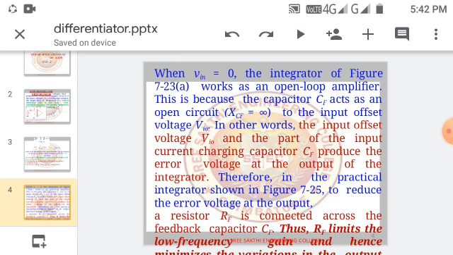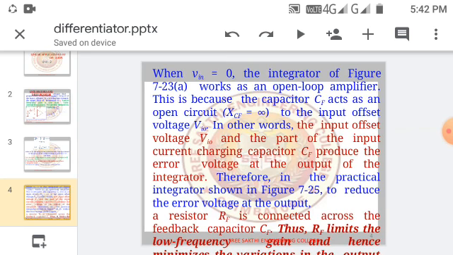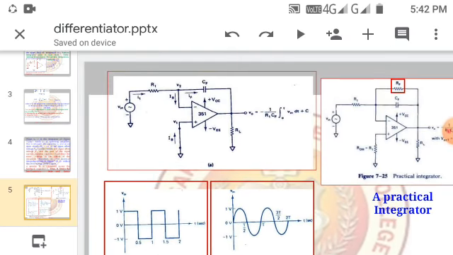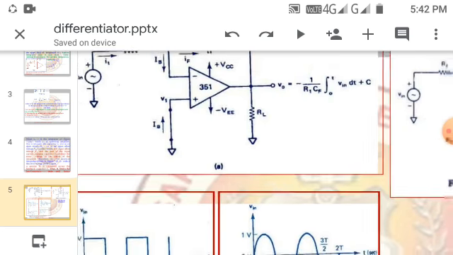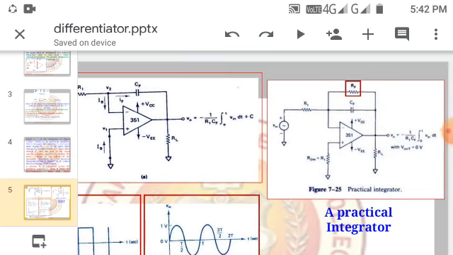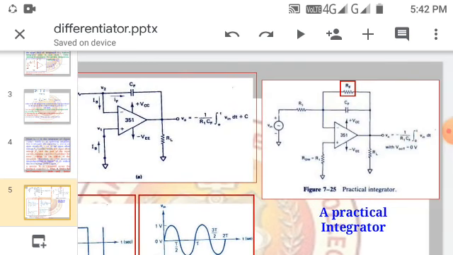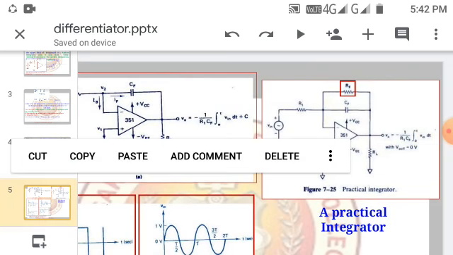Therefore, the practical integrator is shown in the figure, that is RF is connected across the feedback capacitor. Thus, RF limits the low frequency gain and hence minimizes the variations in the output. Here you can see the circuit for a normal integrator and then the practical integrator. Right. In the normal integrator, that is called the ideal integrator, we are not using any resistor in parallel with the capacitor CF. So in order to maintain control of the output variations, we have to insert an RF in the practical integrator.